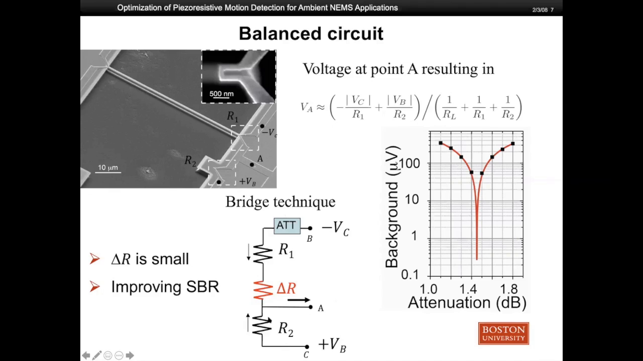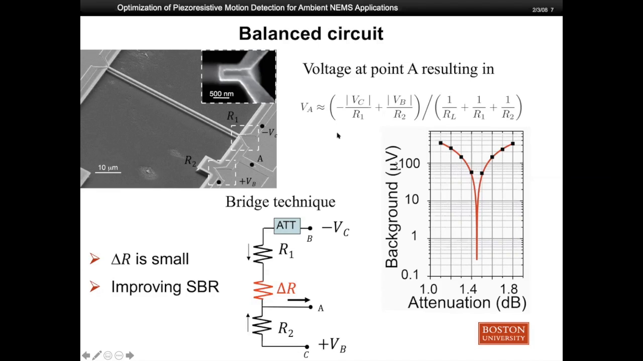So to further improve the signal to background ratio, what we did is add a variable attenuator in the bridge circuit, and then tune the voltage applied onto R1 to make sure the voltage at point A has minimum background.